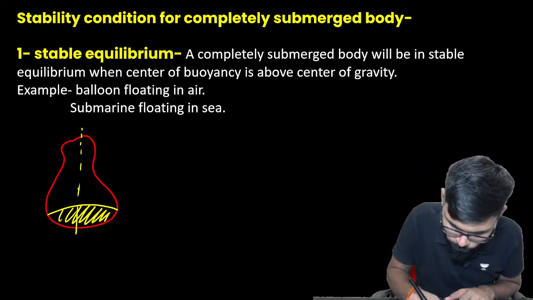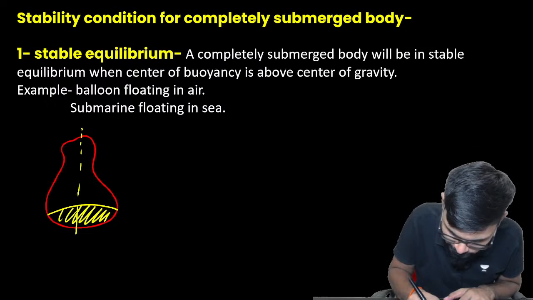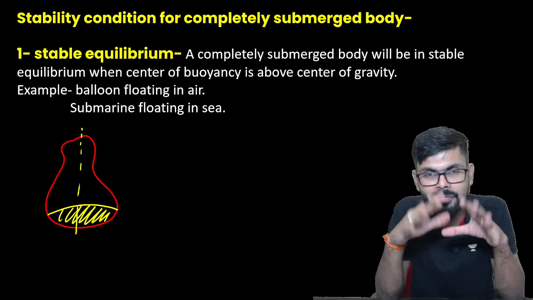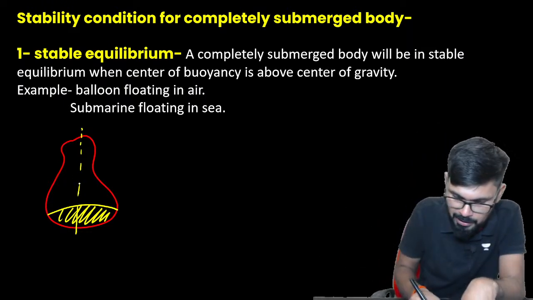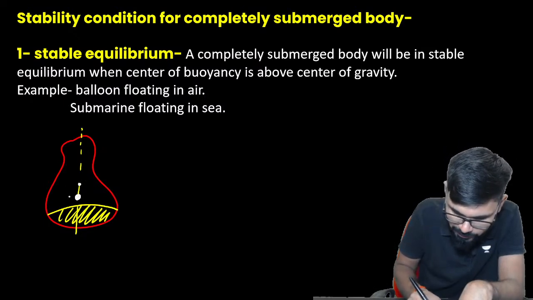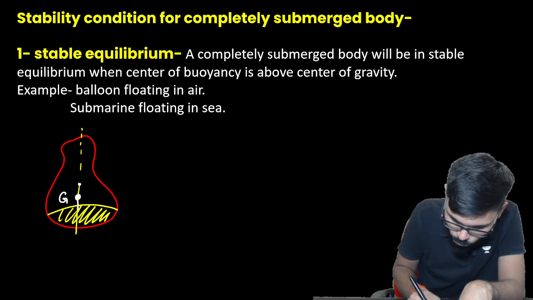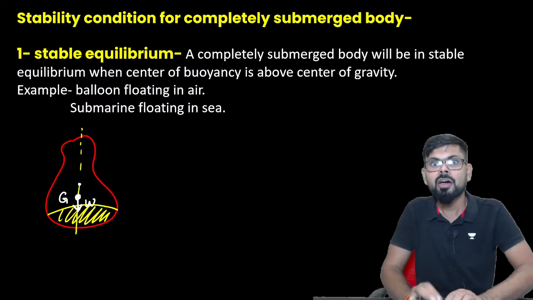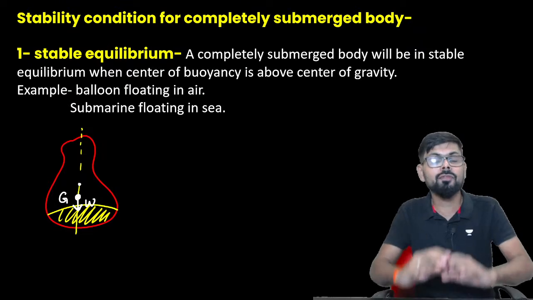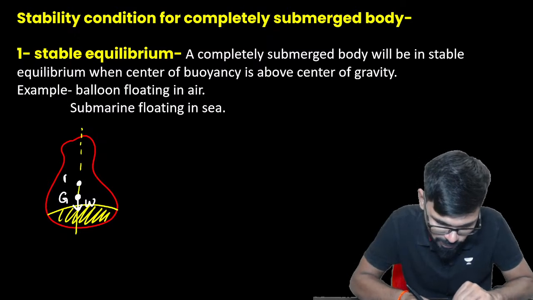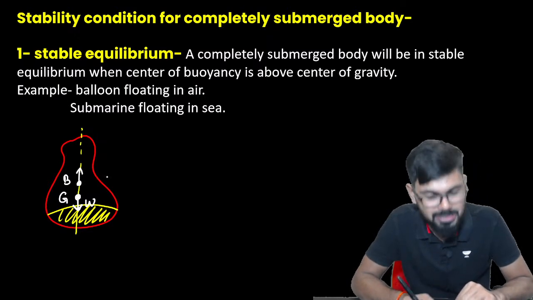So now you can see that if the density is equal everywhere, then the center of gravity will come somewhere here. But the center of gravity has moved. Now the center of gravity is here, G. So the weight is going to act at this particular point, in this particular direction. Now buoyancy is going to act at the center of gravity of the displaced fluid, so it will come somewhere here. So B will be something like this. Now this is a stable condition.